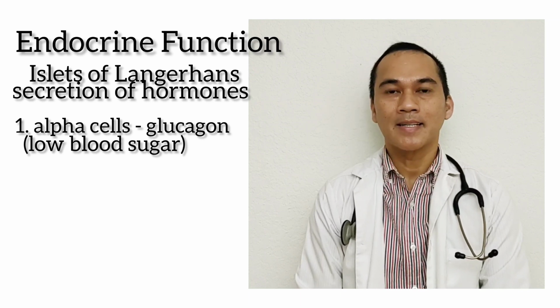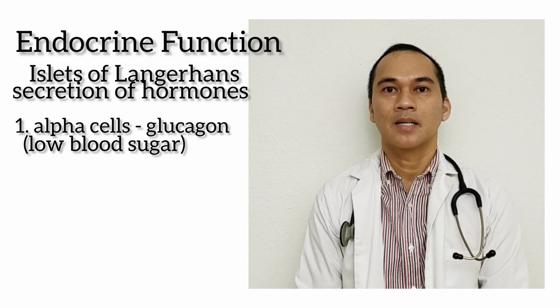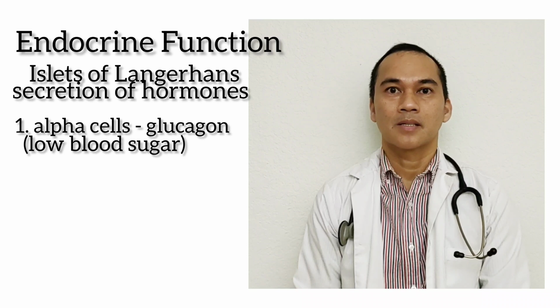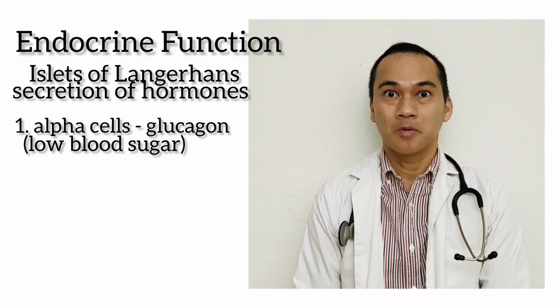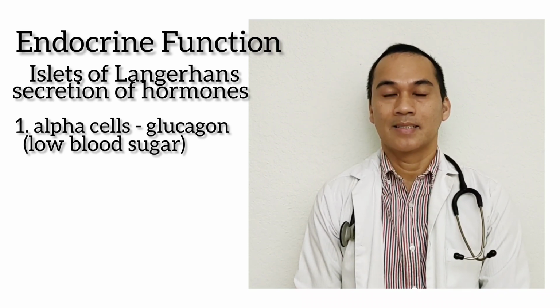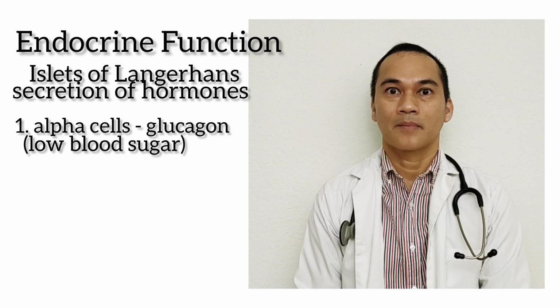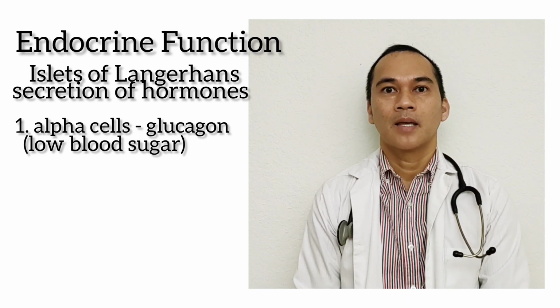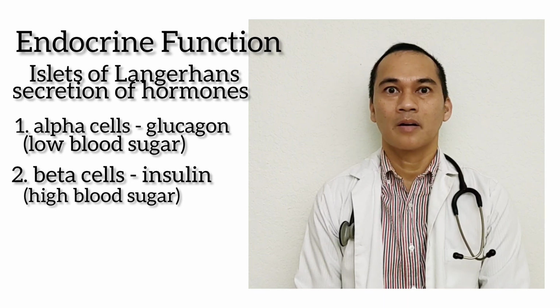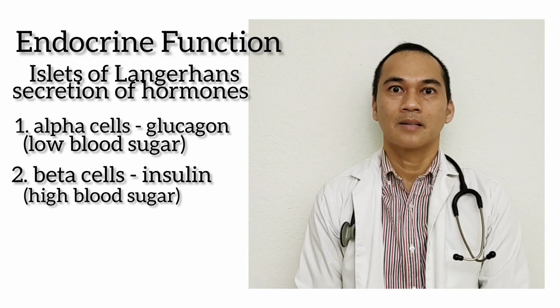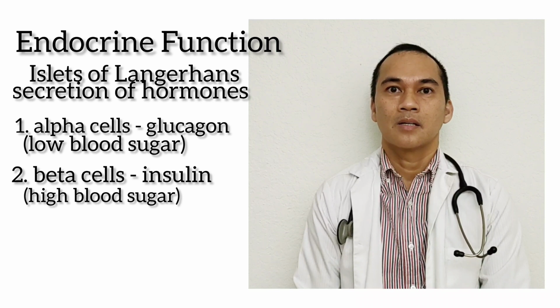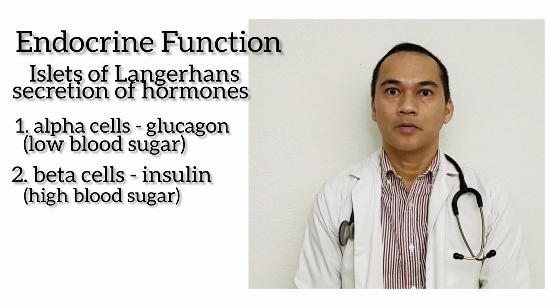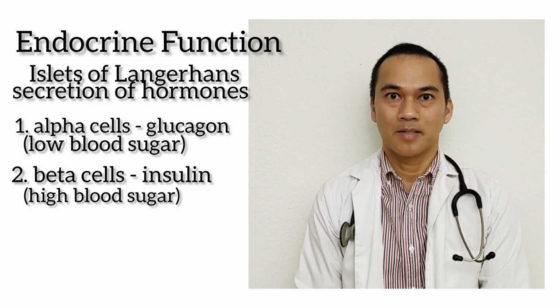So when you are fasting, like me, I do intermittent fasting, I don't worry because the liver will produce sugar for me even if I'm not eating. That's through glycogenolysis and gluconeogenesis. And then the beta cells, which are the most abundant cells in the islets of Langerhans, secrete insulin in response to high blood sugar.